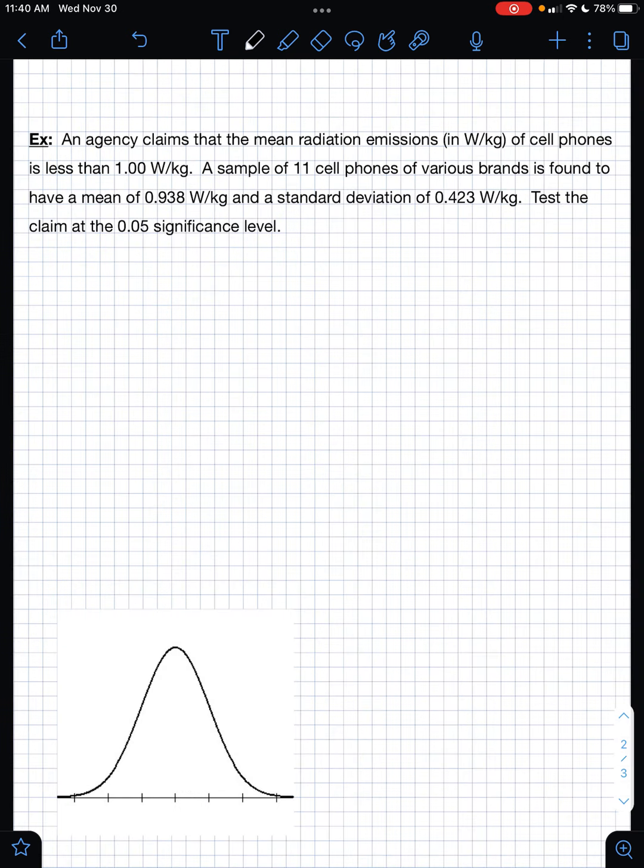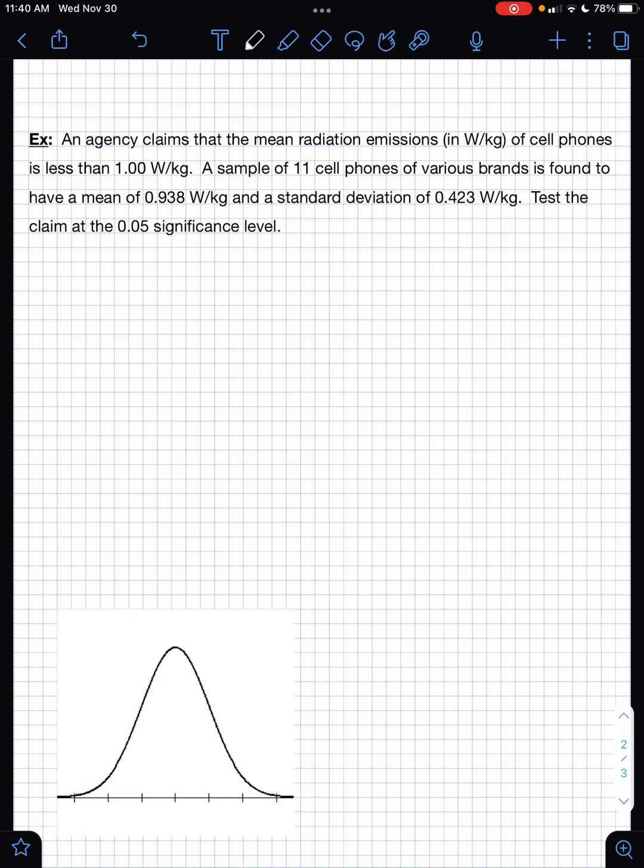So let's take a look at an example here. Suppose an agency claims that the mean radiation emissions of cell phones is less than 1. The unit here is watts per kilogram. So, the unit notwithstanding, the mean radiation emissions is claimed to be less than 1. A sample of 11 cell phones of various brands is found to have a mean of 0.938 with a standard deviation of 0.423. So we're going to use that sample data, or those sample statistics, to test the claim about the population mean at the 0.05 significance level.